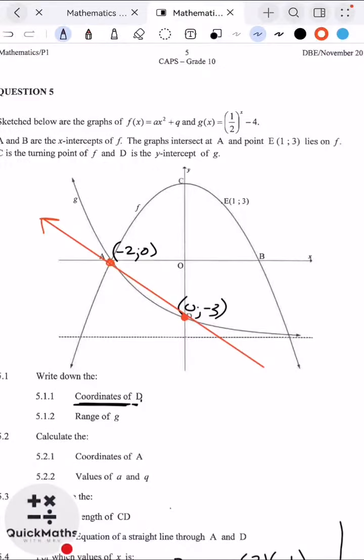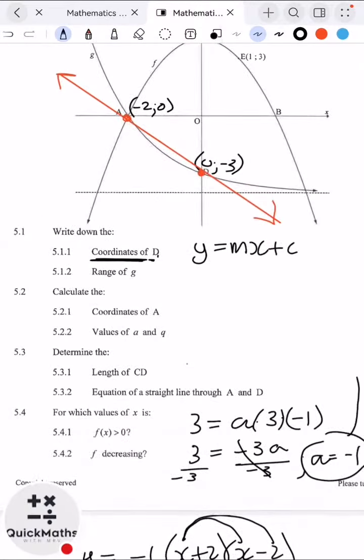So if it's a straight line, what you know is y equals mx plus c. You need to find m and c. How do you find m? This is a straight line, so we have a gradient equation: m is equal to y2 minus y1 over x2 minus x1. Okay, so let's go plug in these coordinates.